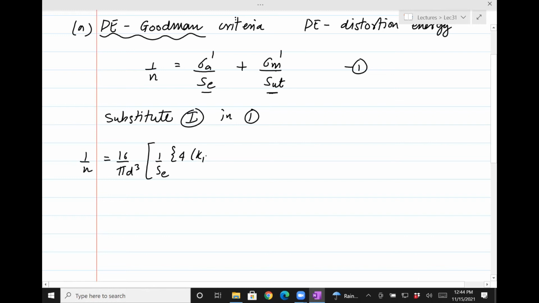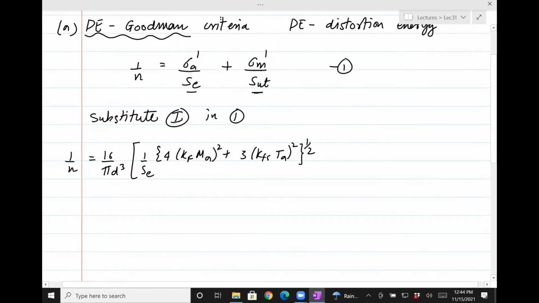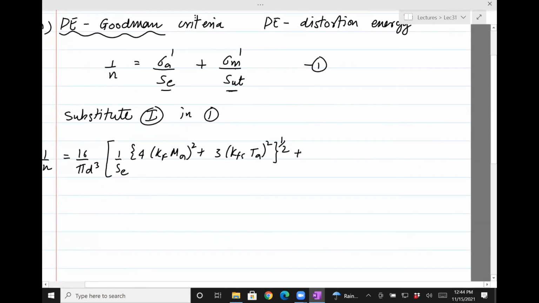4 times Kf Ma squared plus 3 times Kfs Ta squared, and I need to take the square root of the whole thing. That's only the things in the bracket, or the curly bracket. And then I need to do the same thing for the second part, for sigma m prime.